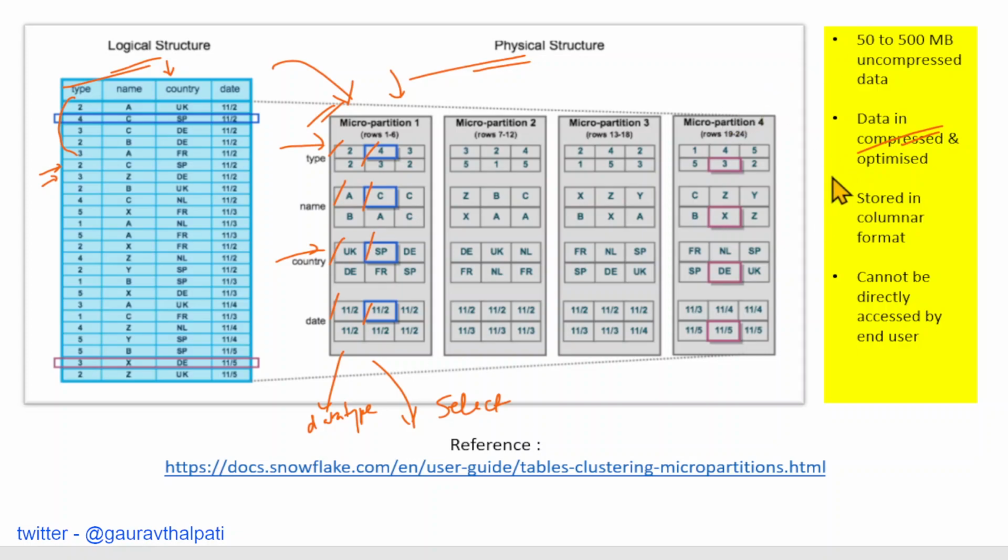A point to remember is that the user cannot directly access these micro partitions. They have to be accessed through Snowflake only. Okay, that was a quick overview about micro partitions and the columnar data format, and how data is stored within Snowflake.